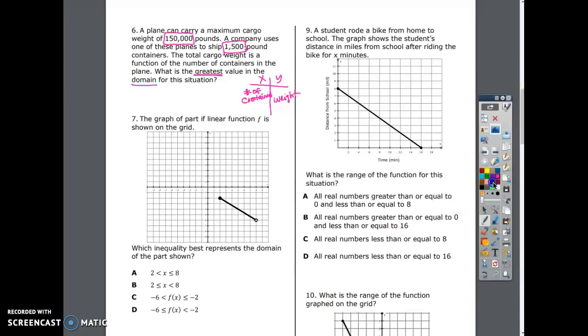Dividing. That's it. All you have to do is divide. So do 150,000 divided by 1,500, and that's going to give you the maximum number of containers that can get on this plane. So 150,000 divided by 1,500 is how much? 100. I can put 100 containers in here, and that'll give me a weight of 150,000. So the answer is just 100. I can get 100 containers on this plane.